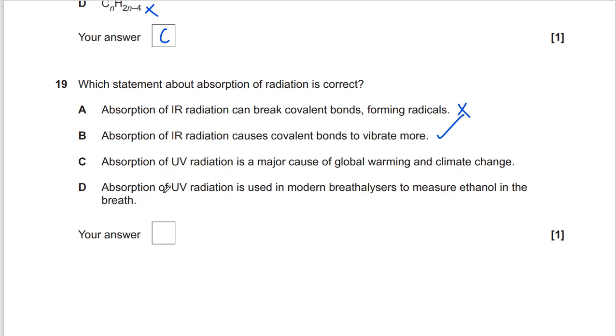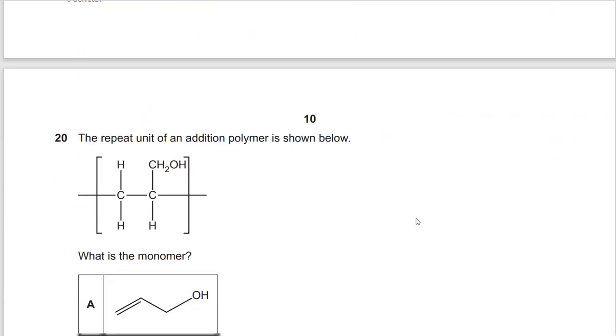Just a reminder, to run through the last two then. UV radiation is implicated with global warming. No, that's infrared radiation. They've got the radiation the wrong way around. And absorption of UV is used in modern breathalyzers. Again, that's not true either. It would be IR radiation again. So it must be B. Okay, so it's just about understanding what IR radiation is and how it works in terms of IR spectroscopy.